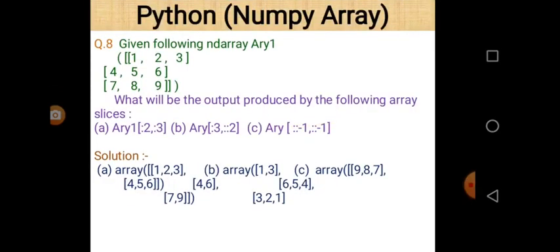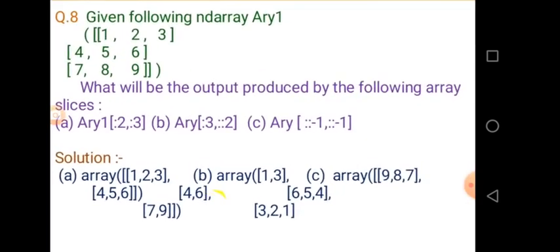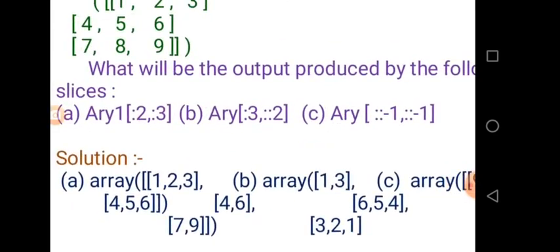Next, question number 8. This is a question again related to array slicing, and there is an array where the elements are 1 2 3 4 5 6 7 8 9, but the slicing is a little bit different compared to the previous one. First, in array slicing, the first part belongs to row slicing and the second part belongs to column slicing, and in every slicing there are 3 parts: start value, end value, and increment or decrement.